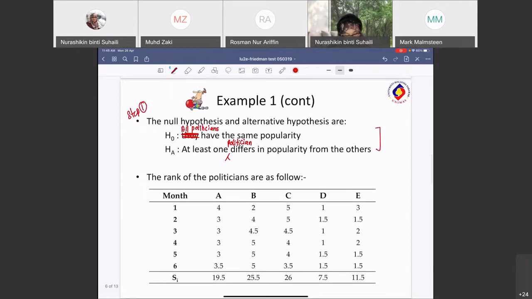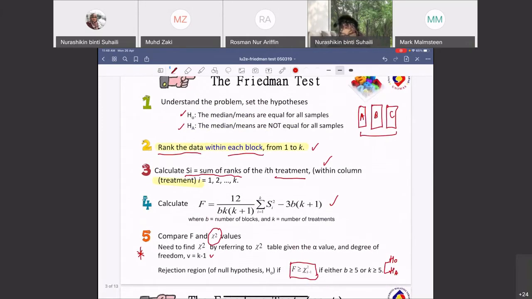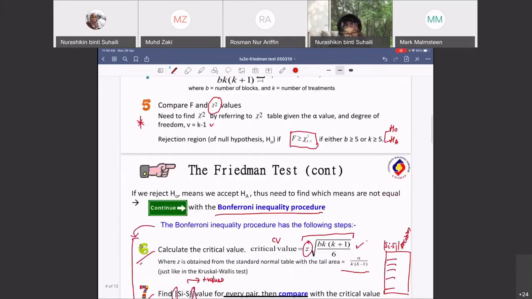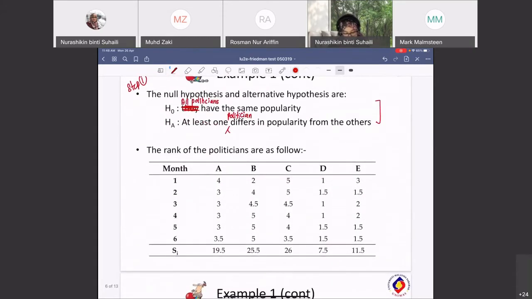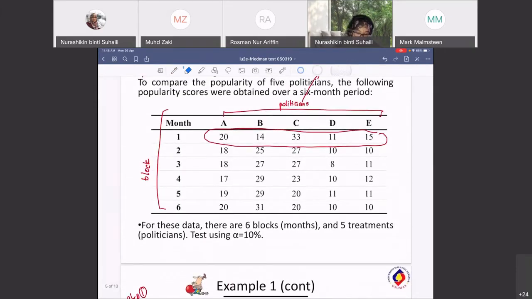Okay, if we revise the steps here, step 2 is to rank the data within each block. And then step 3 is to calculate the sum of the ranks within treatment. So how to apply these 2 steps? This one is block, and this is treatment, which is the politician. So we have to rank within the block. If we go back to the original data, what is meant within the blocks?